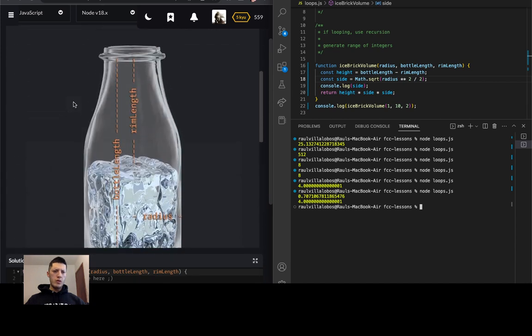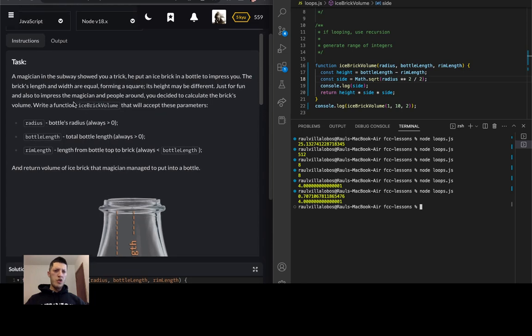Assume no irregularities. A magician in the subway showed you a trick that he put an ice brick in a bottle to impress you. The brick's length and width are equal, forming a square. Its height may be different. So it's not a cube, right? Or am I tripping?